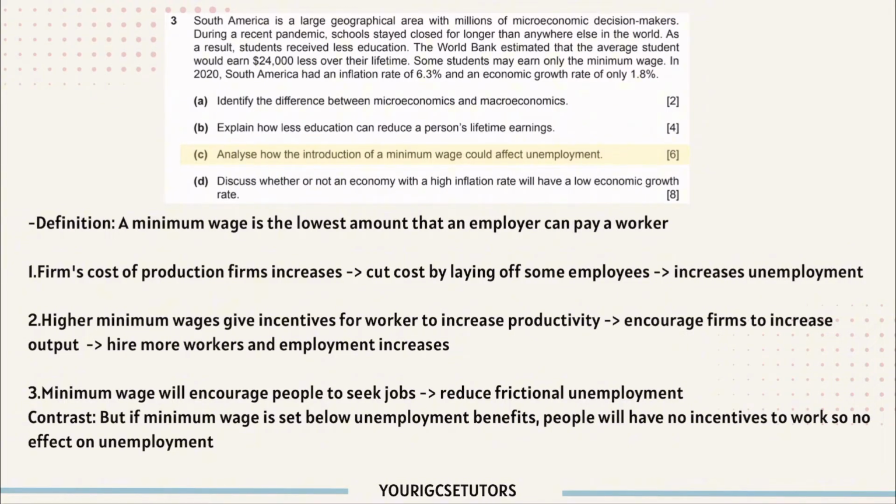Alright, first point, firms' cost of production increases. So when this scenario happens, firms will respond by cutting costs. So first, they may lay off some employees, so this increases unemployment. Second, higher minimum wages give incentive for workers to increase productivity. So this encourages firms to increase outputs.